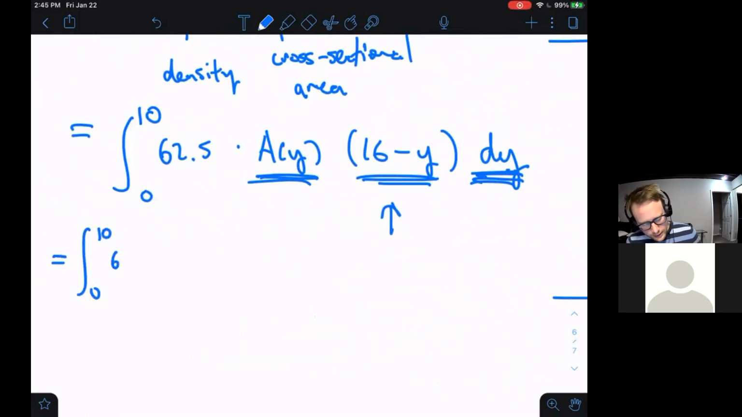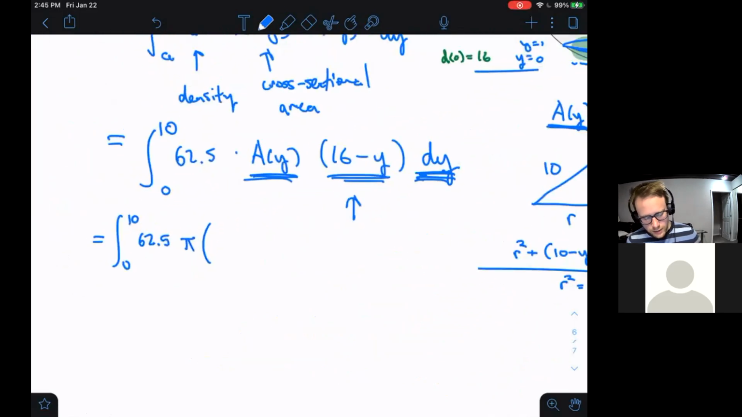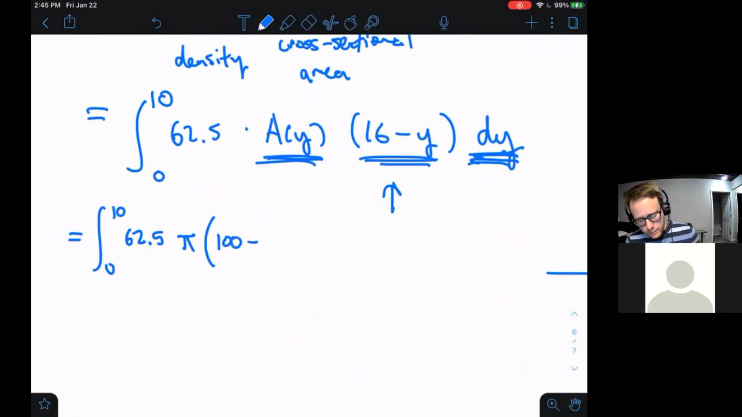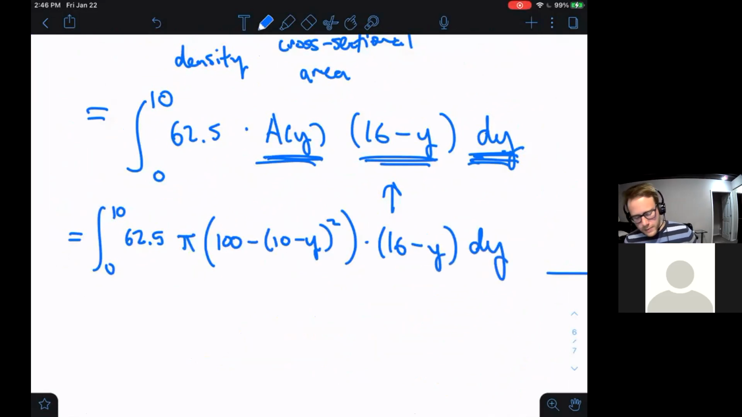0 to 10, 62.5. And the area formula for my circle there that uses y is pi times the radius squared. And again, the radius squared was given by 100 minus 10 minus y quantity squared. Plug in the distance, integrate that with respect to y, and you win the game.